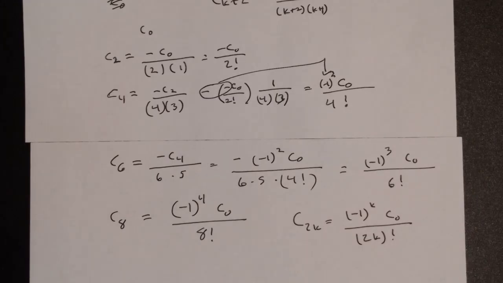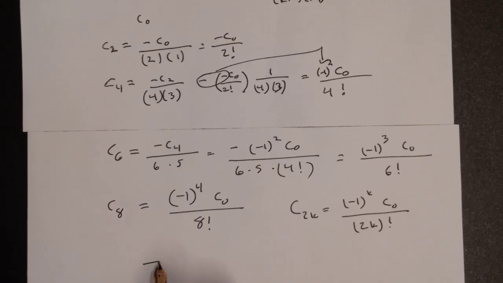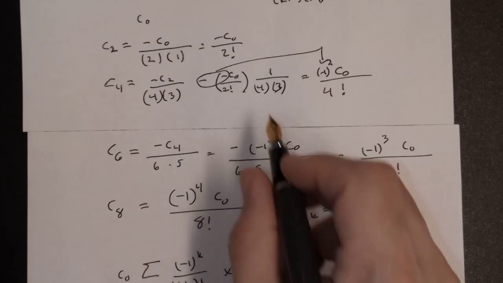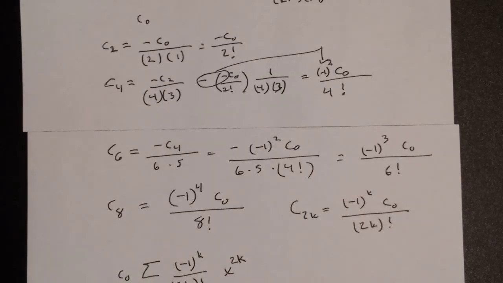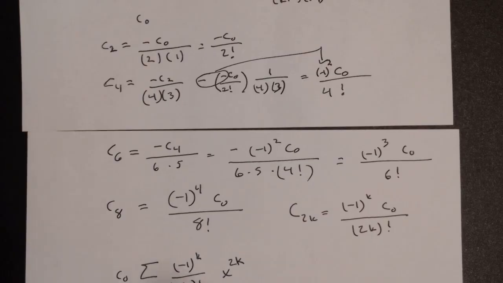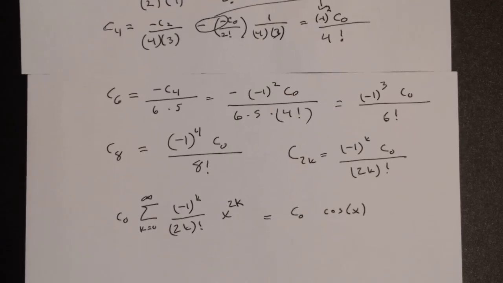Alarm, alarm, alarm. Hey, wait a minute, I've seen this before. If I think of the sum of (-1) to the k, I can put that C0 out front, over (2k) factorial, x to the 2k, because this only works when k is even, right? That is C0 cosine of x. That's a Maclaurin series that was listed in that giant list in chapter 6, section 1.